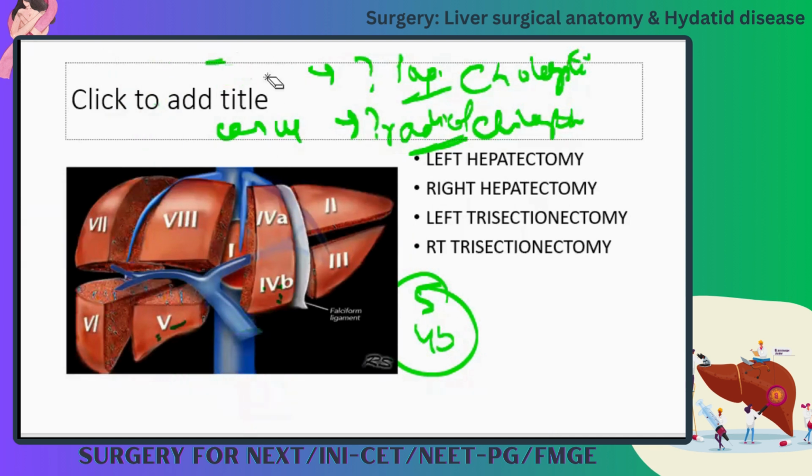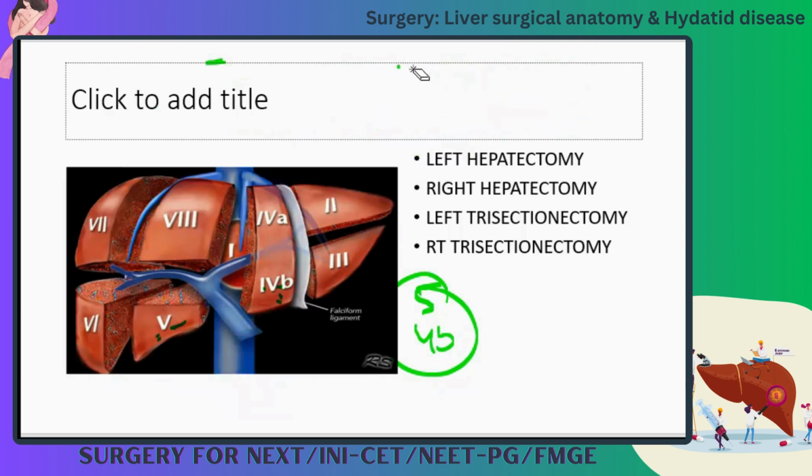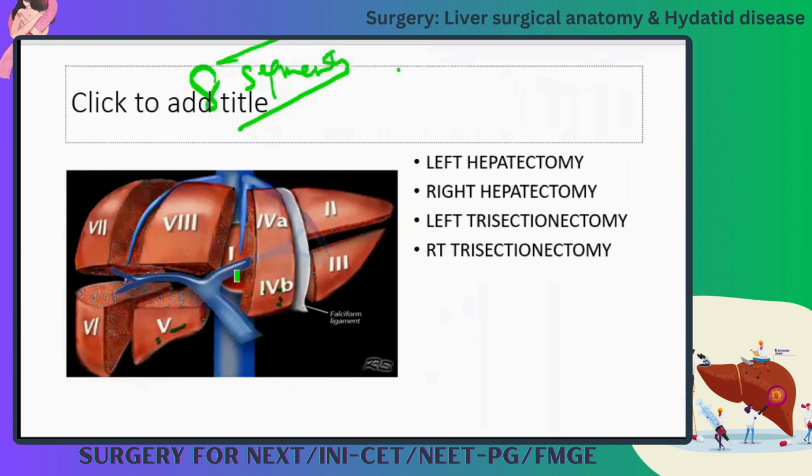Do you call them sections? Segments. Only segments. Those are 8 segments. With respect to the hepatic veins and portal vein, you divided them into 4 sectors, not halves. Sorry, 4 sectors. These are 4 sectors, and 8 segments.